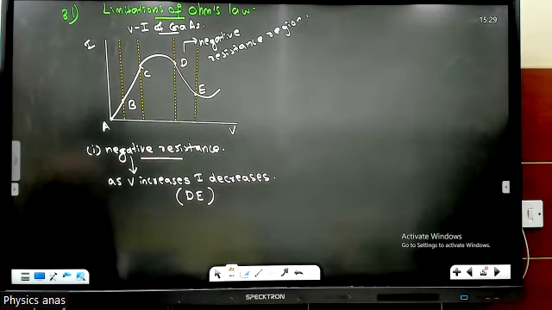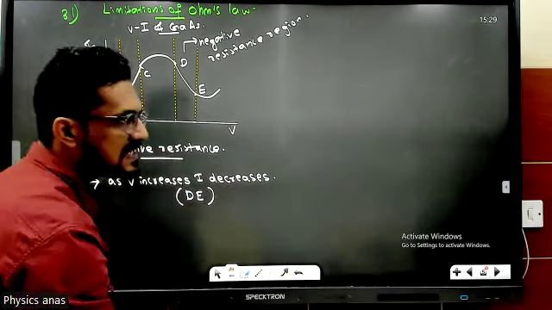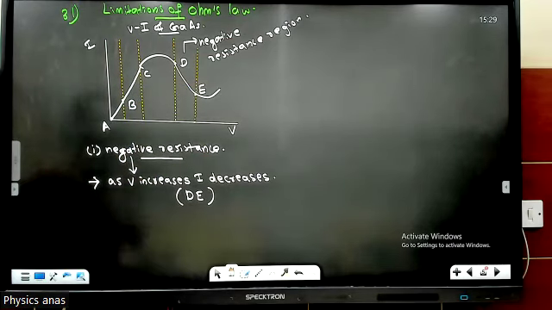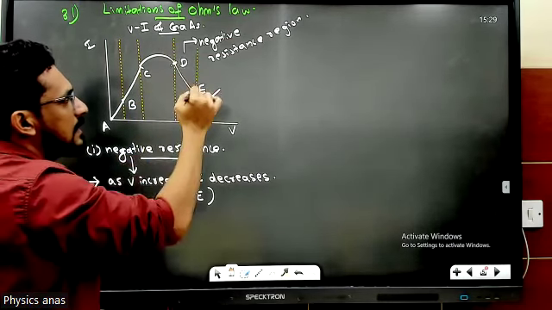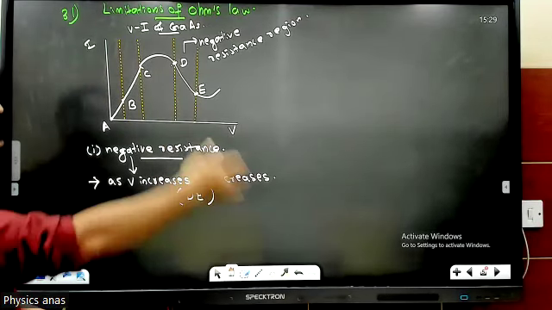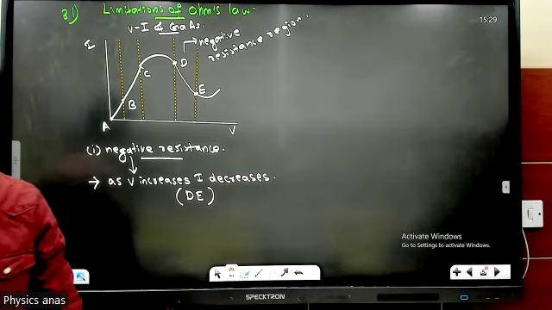What is the negative resistance region? As voltage increases, current will decrease. From the graph, you can clearly see that the region DE is representing the negative resistance region. Okay, that's negative resistance region.